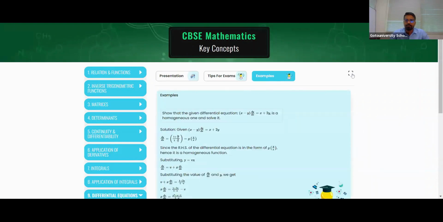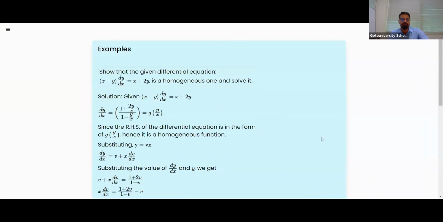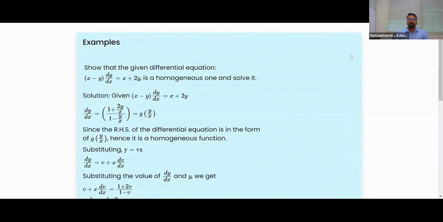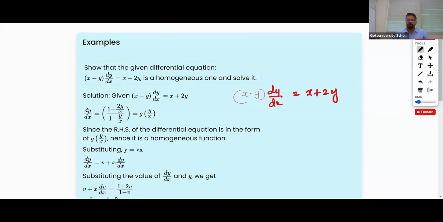So let's look at some examples of homogeneous differential equations, how they have solved them. There is nothing like you have to solve it; mostly there is proof we have to show. For example, there is a question here. Can you check the question? You have to prove that x minus y into dy by dx is equal to x plus 2y is a homogeneous one, and solve it. You have to show this first. Okay. And you have to solve it.